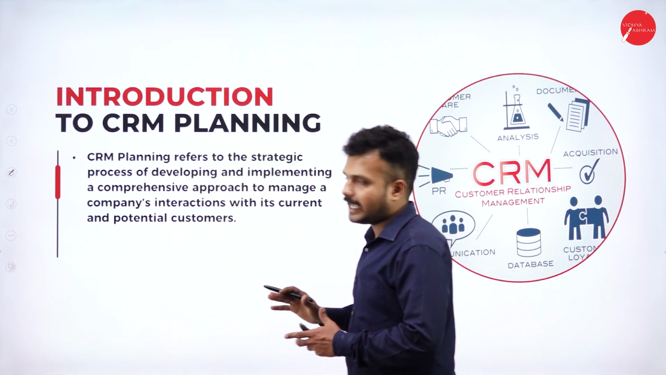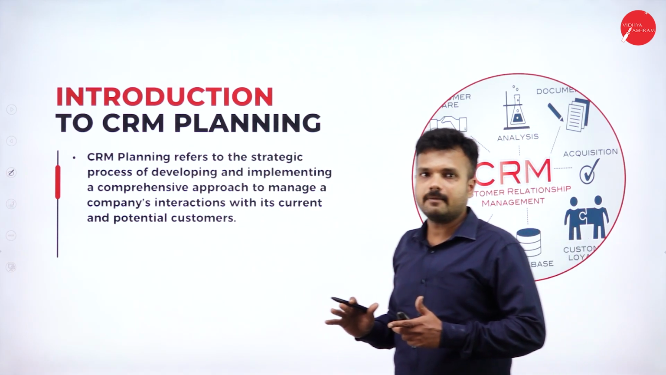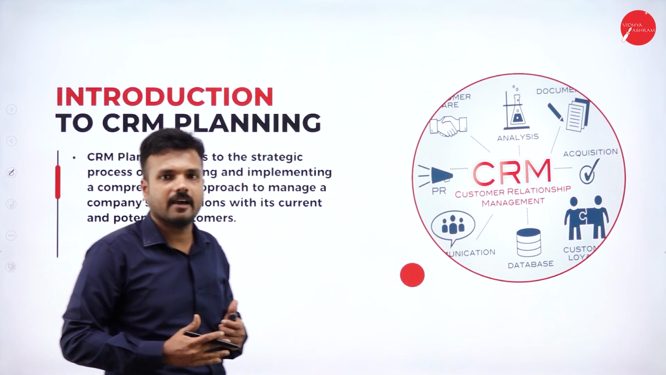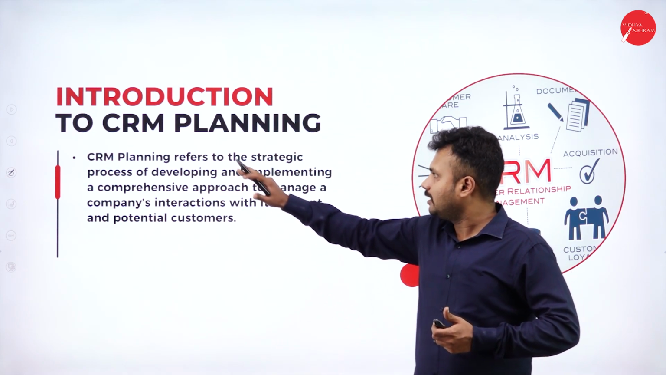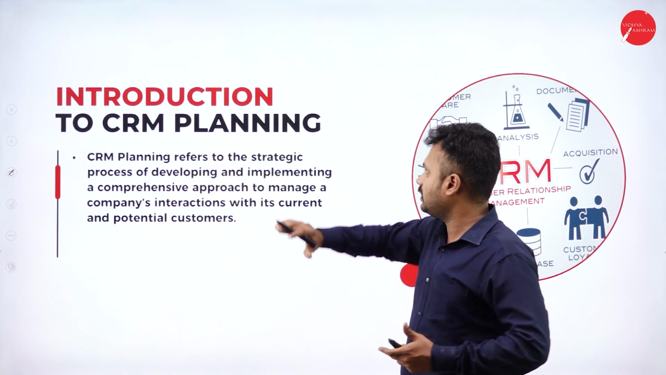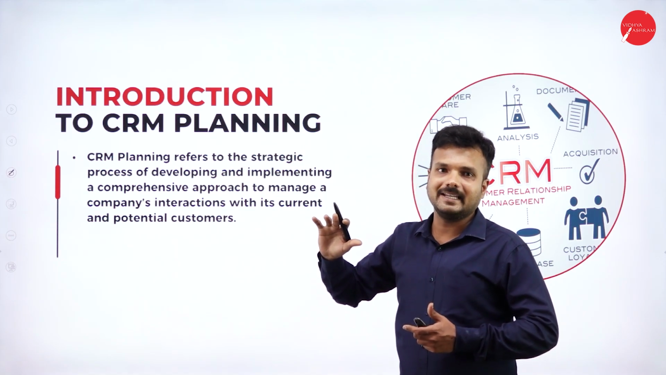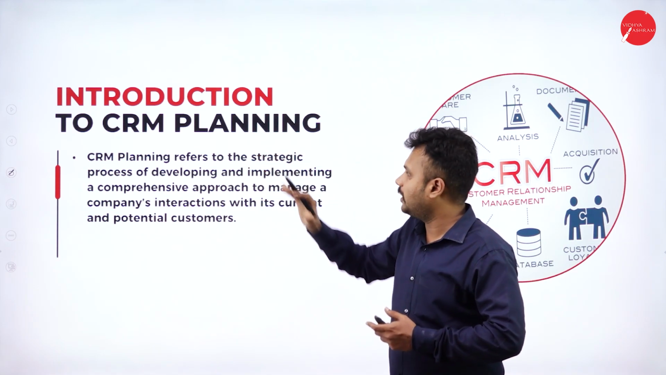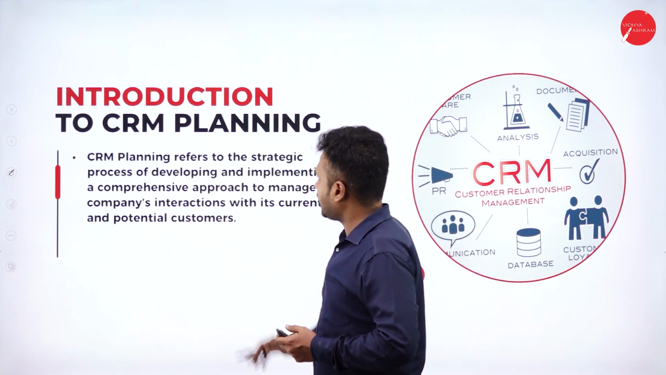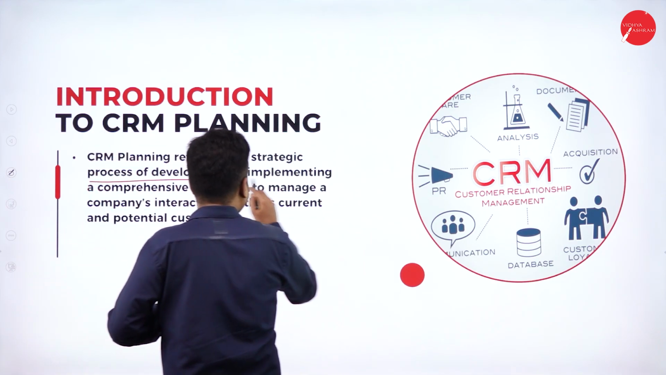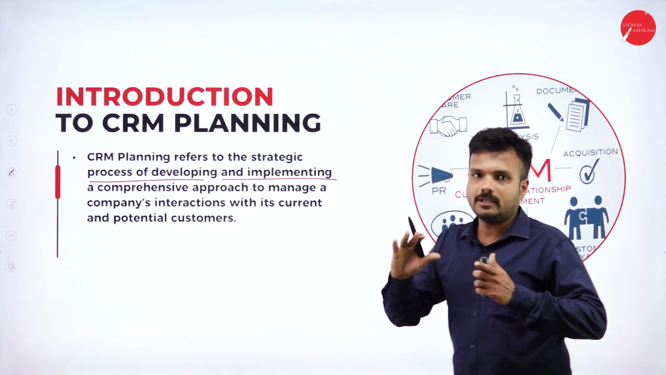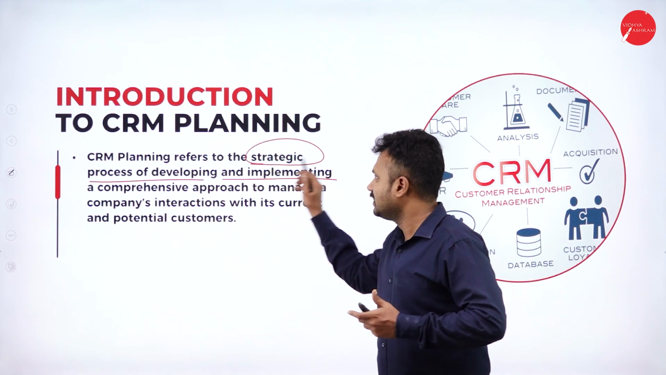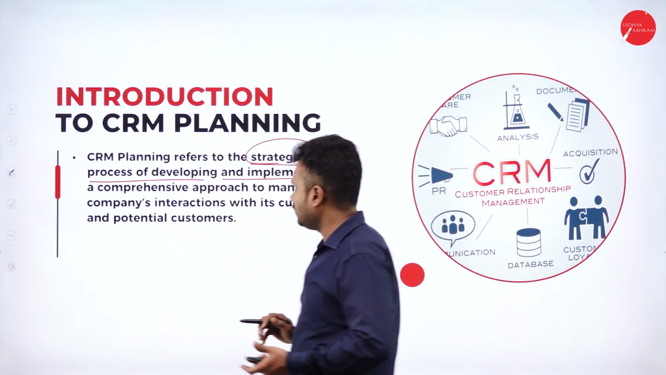Introduction to CRM planning, what exactly CRM planning is. Here we all know the functions of management, that is planning, organizing, directing, staffing, controlling and coordinating. Here also, before executing anything, we are going with something called planning in customer relationship management. So there must be efficiency and effectiveness in the work when we plan the work, right? So CRM planning refers to the strategic process of developing and implementing, right? It is not just a process, it is a strategic process, because here we are going to use the strategy in the procedure and also the process.